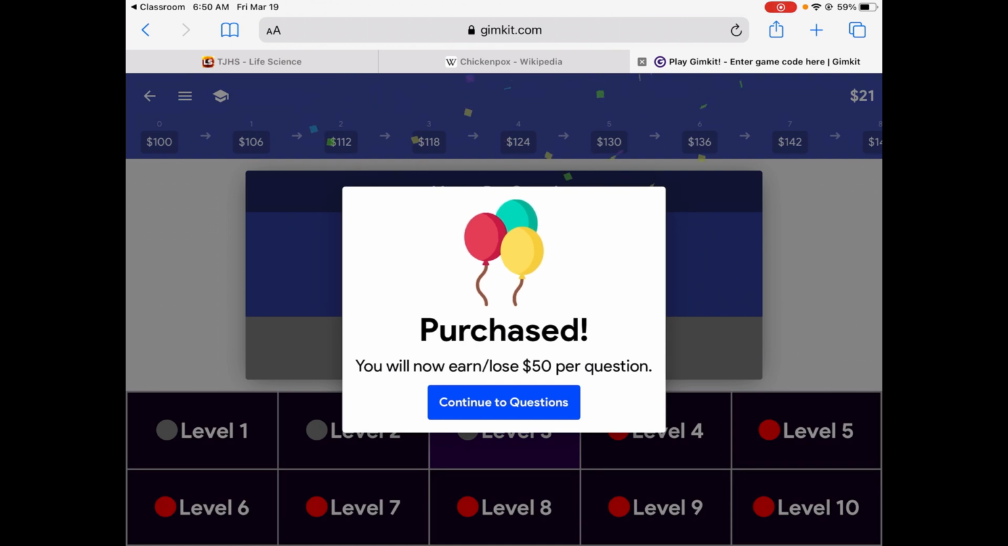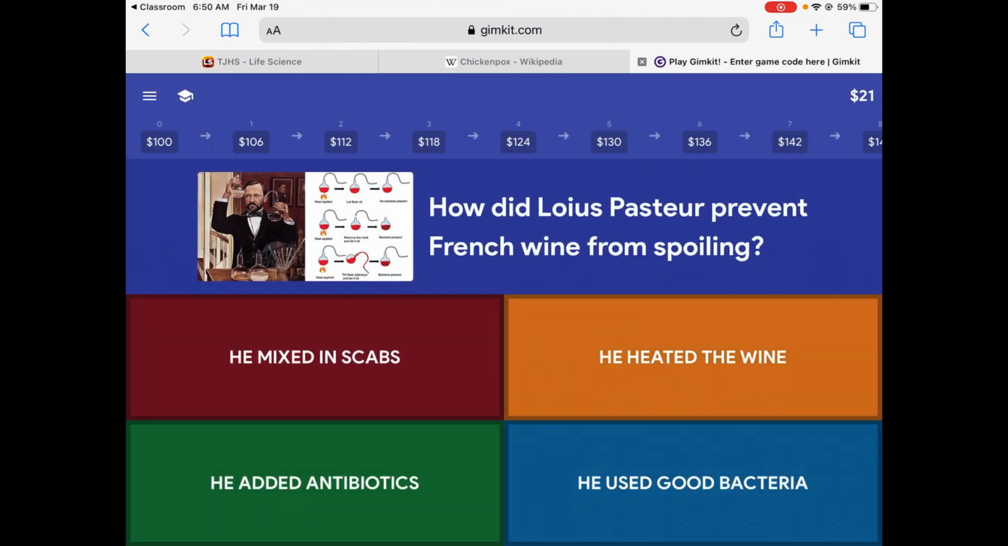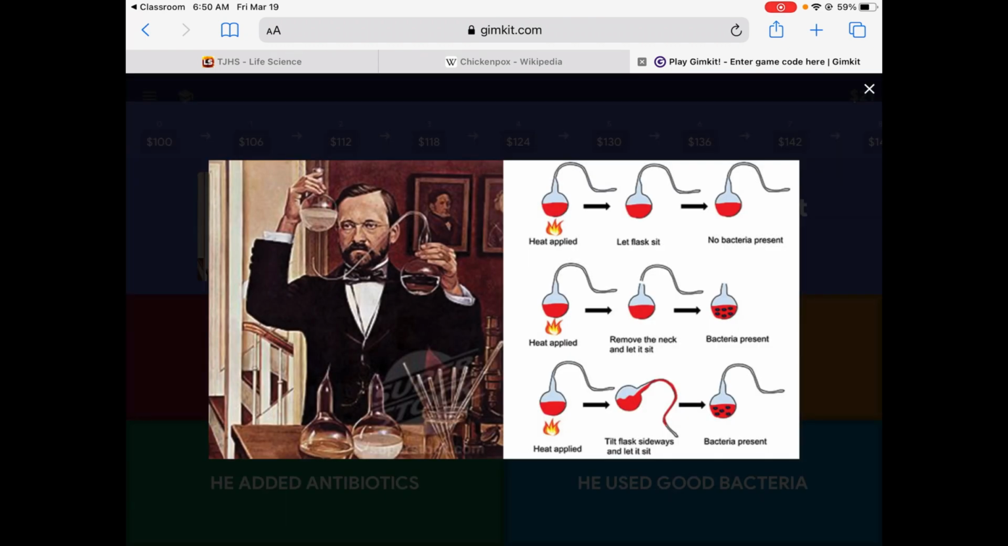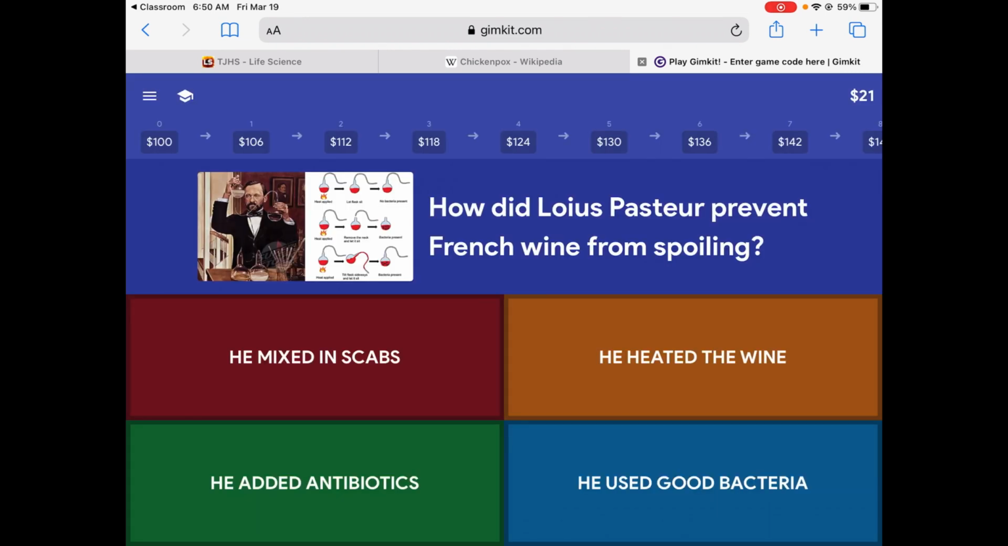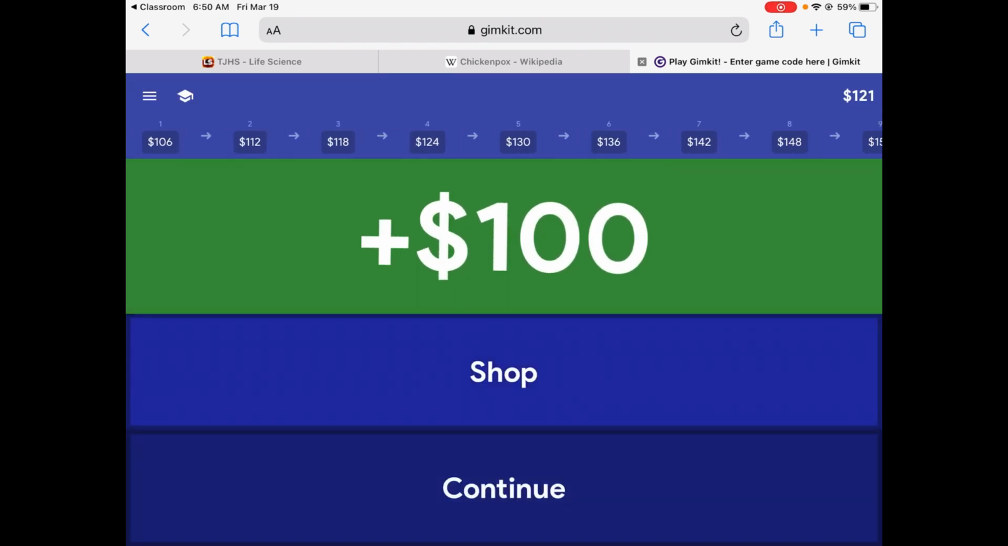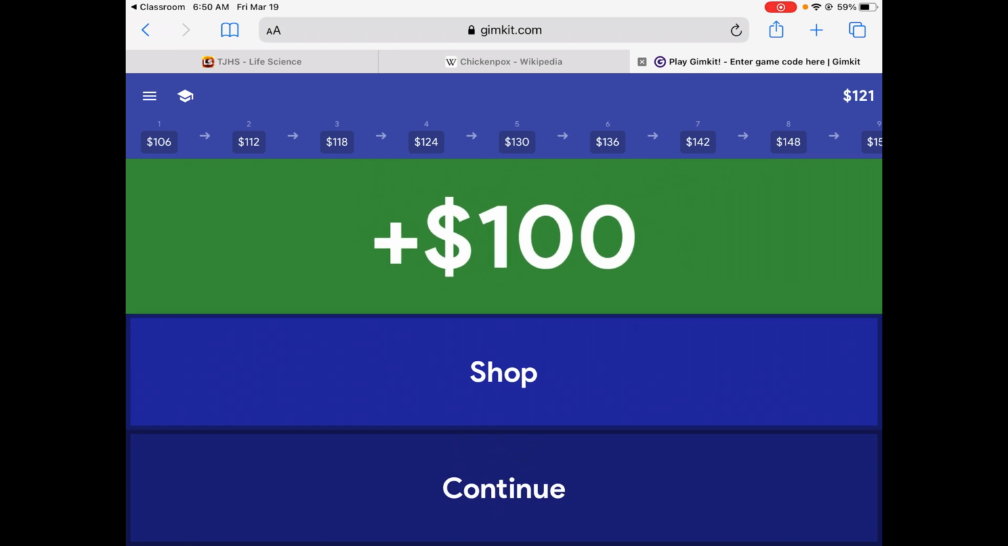And now the game will be almost over, because each time now, my questions are going to be worth a lot of money. How did Louis Pasteur prevent the wine from spoiling? If I look at the picture, it shows you heat applied, and so he heated the wine. I'm now getting $100 per question.